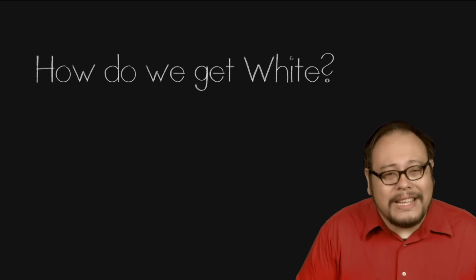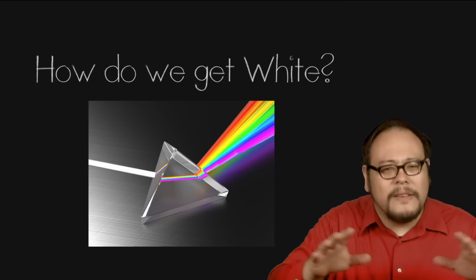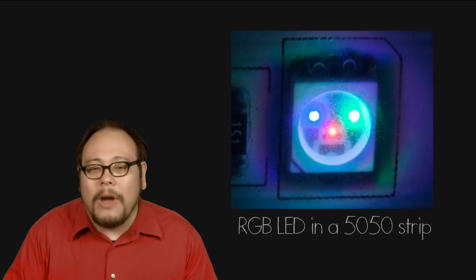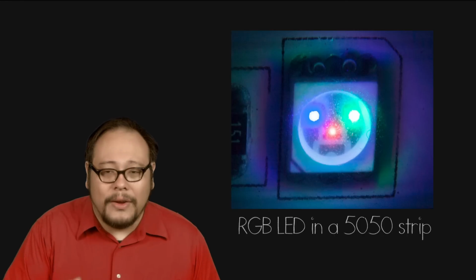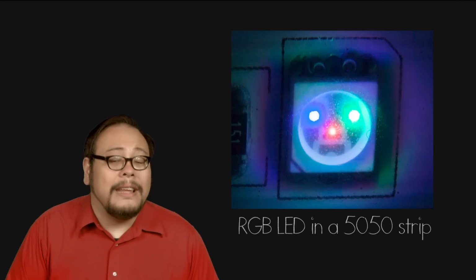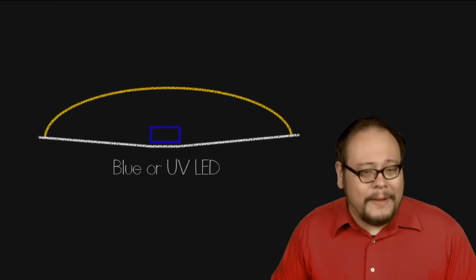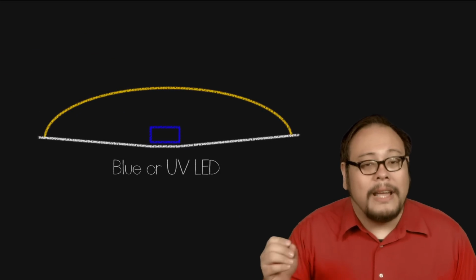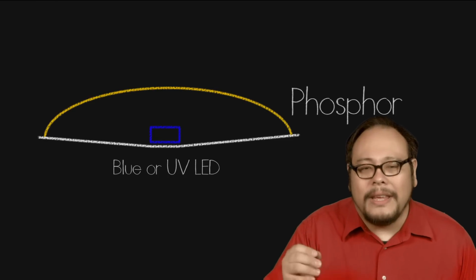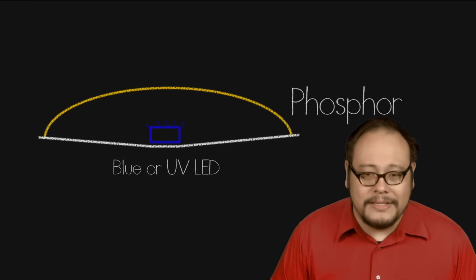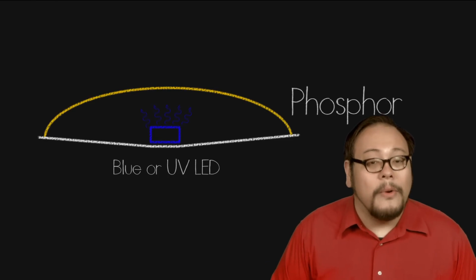Now remember that white is not a single color, but a mix of all the colors. We can cheat a little by mixing the three primary additive colors, red, green, and blue. And a lot of LED light fixtures do just that. Another way to create white light is using a similar technique that fluorescent lights use. Take an LED that emits blue or ultraviolet light and shine it into a yellow phosphor-coated lens. This makes the lens glow white.